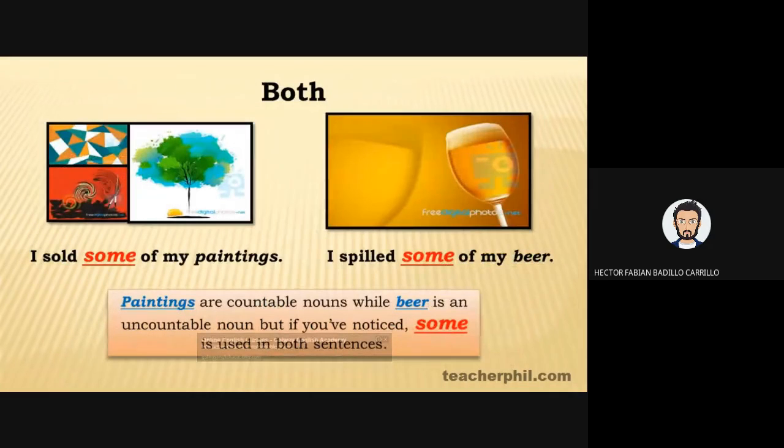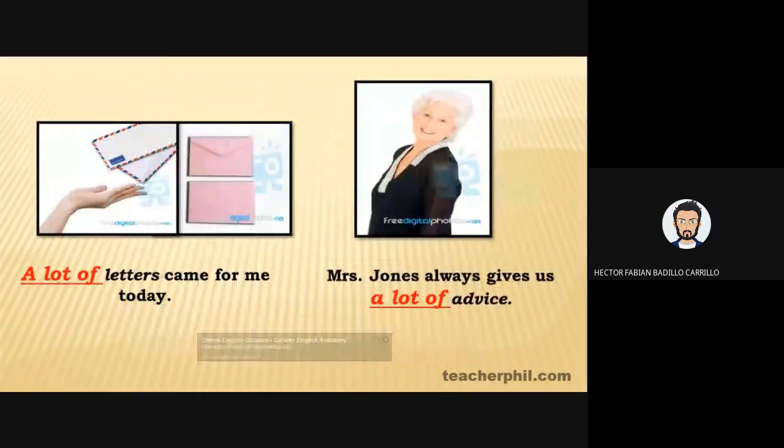For both countable and uncountable nouns, I sold some of my paintings, and I spilled some of my beer. Paintings are countable nouns, while beer is an uncountable noun. But if you've noticed, some is used in both sentences. Another one, a lot of letters came for me today. And Mrs. Jones always gives us a lot of advice. A lot of can be used with both countable and uncountable nouns.